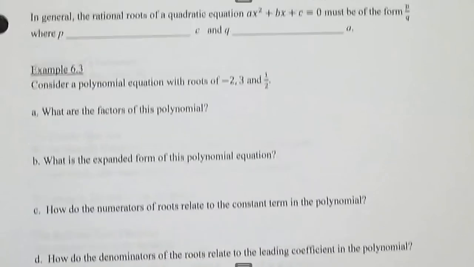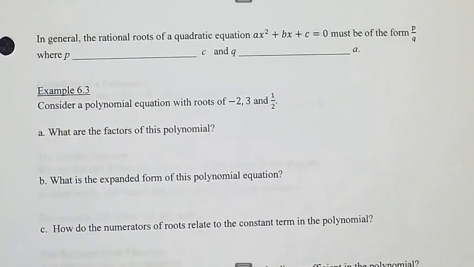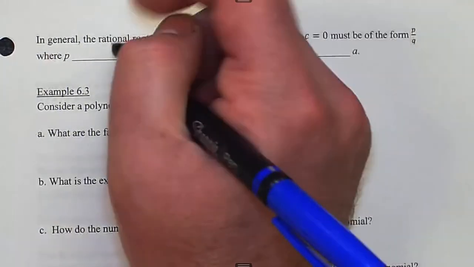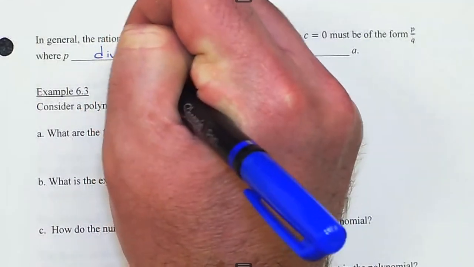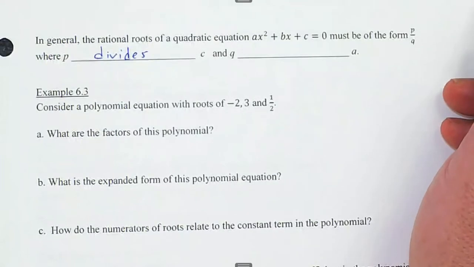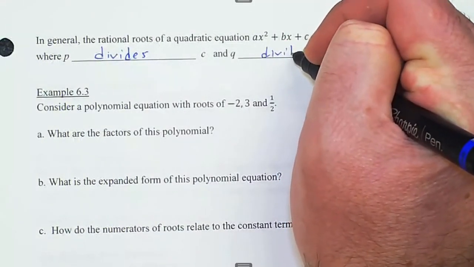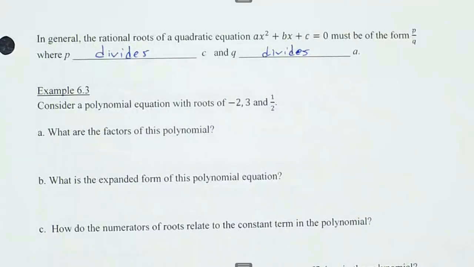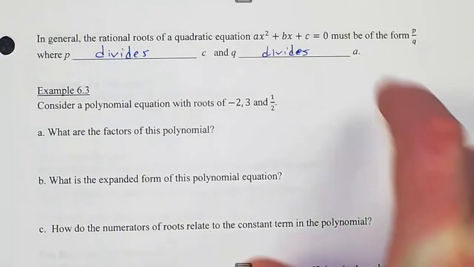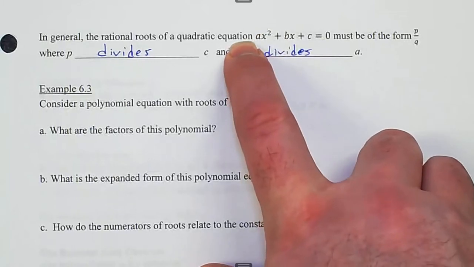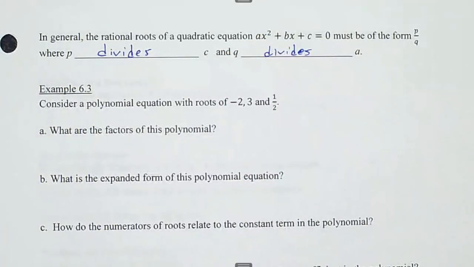Well, it turns out this pattern continues to higher degree polynomials. So in general, the rational roots of a quadratic equation ax squared plus bx plus c must be of the form p over q, where p divides c and q divides a. Okay, that's a mathy kind of way of saying this. What we're saying is that any root to that equation, p over q, must be in the form where the numerator goes into the constant and the denominator goes in evenly to the leading coefficient. That's what the word divides means. The word divides means divides evenly with no remainder.